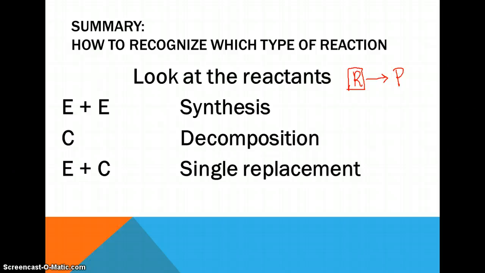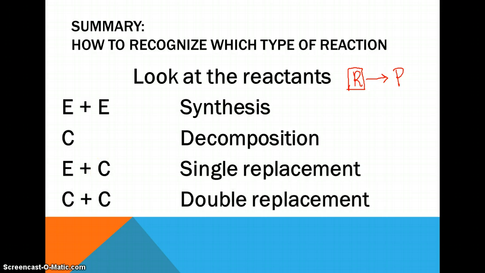Single replacement: I have one reactant as an element and one reactant as a compound. In this case, that element plus that compound makes it a single replacement. Double replacement then is a compound plus a compound. So when you go to identify these types of things, you want to keep this summary in mind.